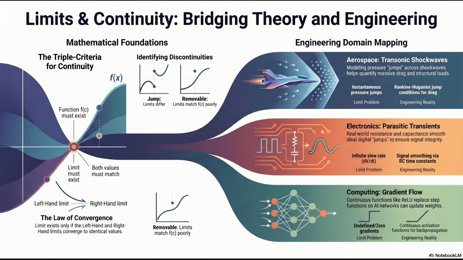That is incredible. We've gone from jets to chips to AI. We've traced this concept from the violent shockwaves tearing over supersonic jets to the parasitic inertia smoothing out microchips to the artificial slopes that allow neural networks to think. It's remarkable how this one mathematical boundary scales across physical reality.